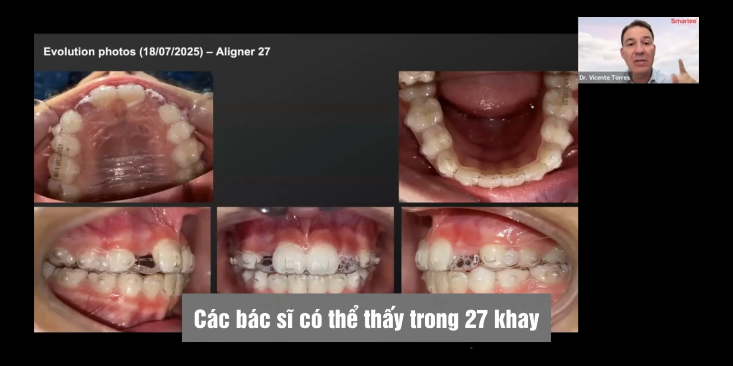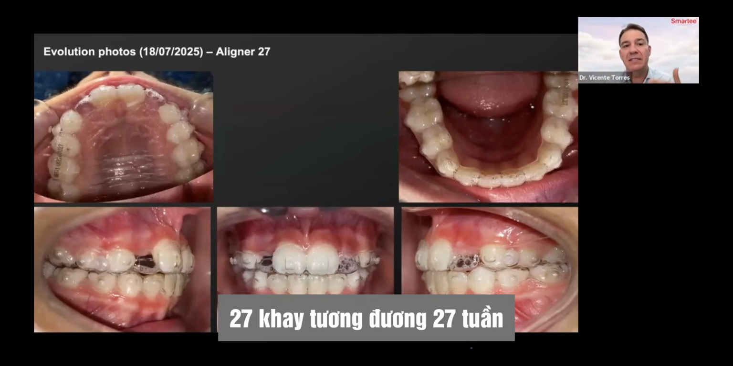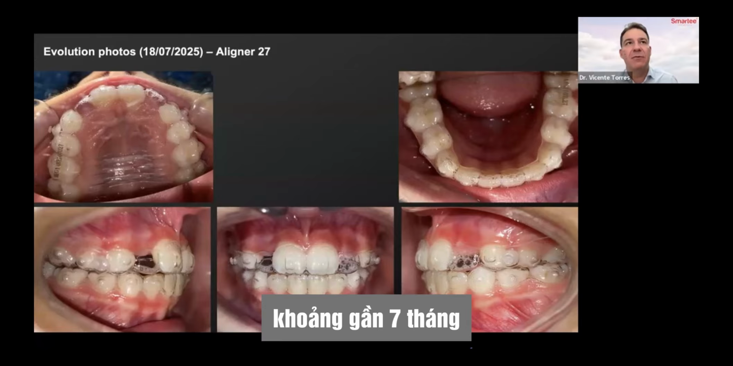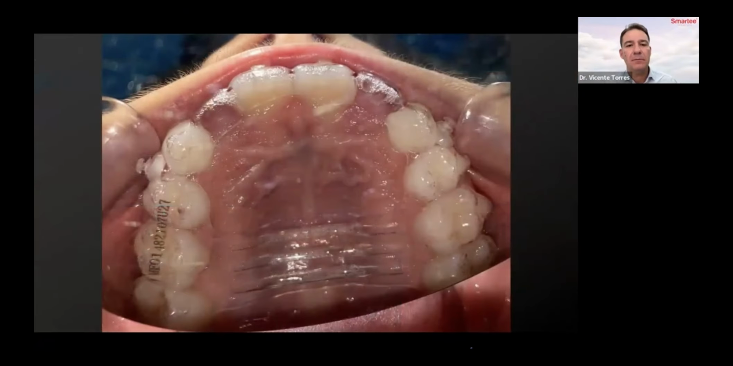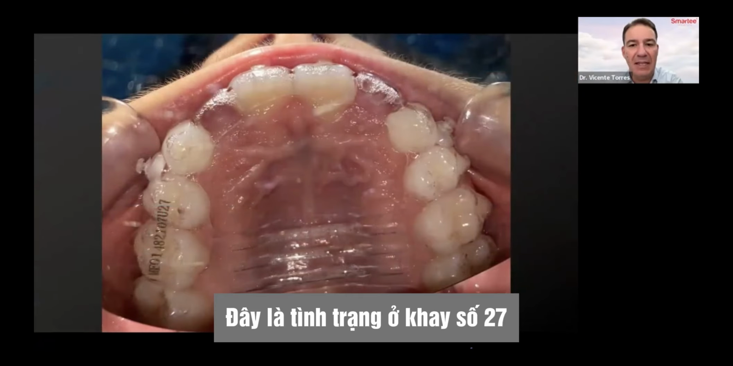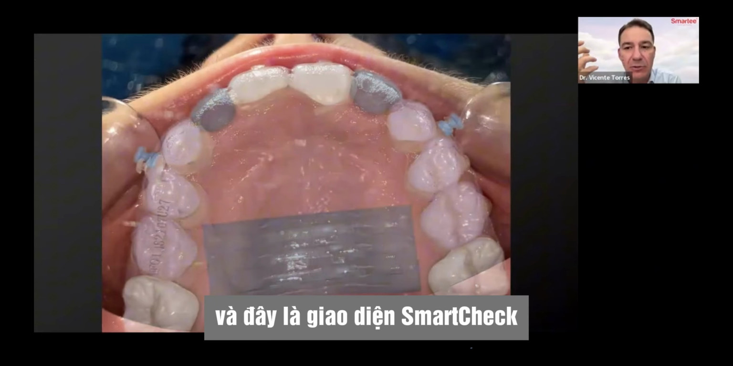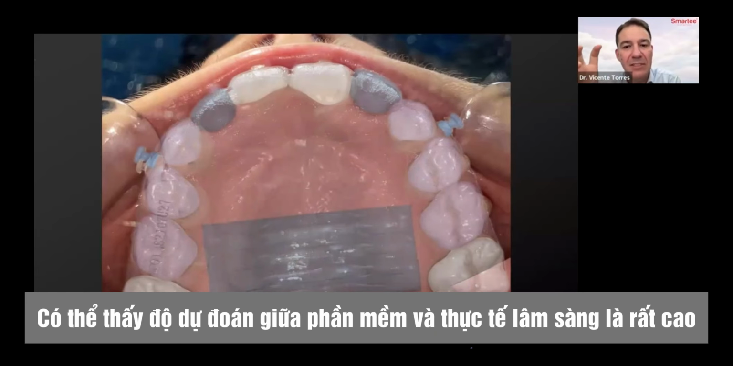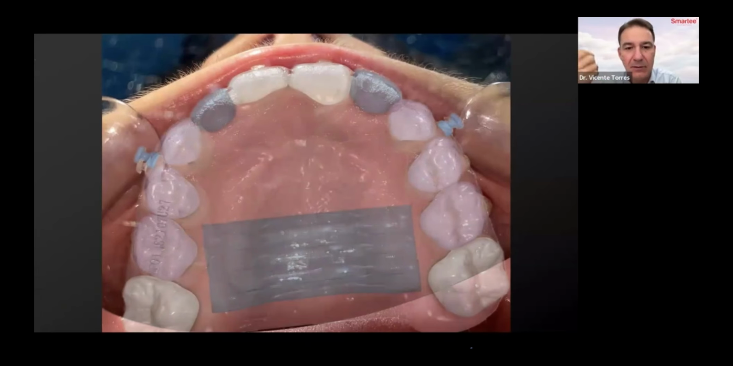So you can see 27 aligners is 27 weeks, nearly 7 months, something like this. So this is my situation at aligner number 27, and this is my Smartee check. So you can see the predictability of the software compared with the real situation is high.